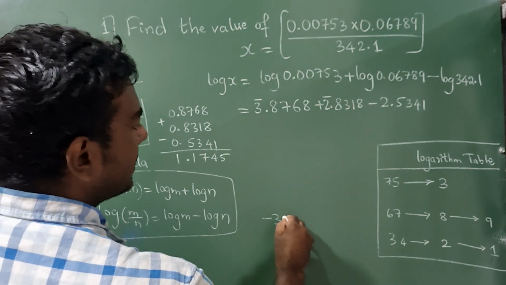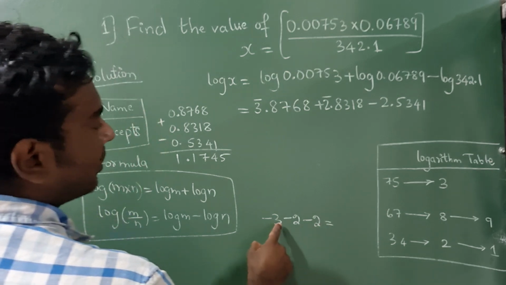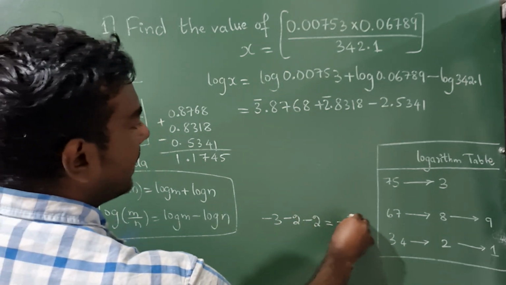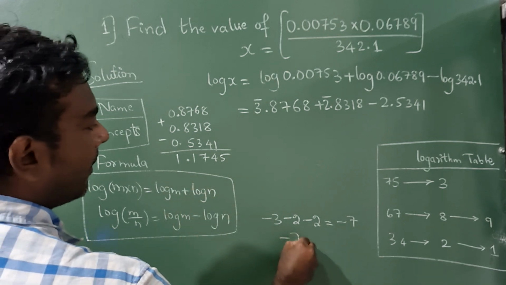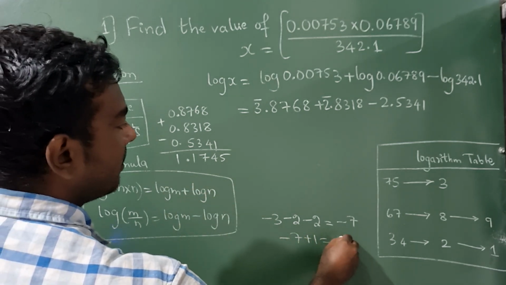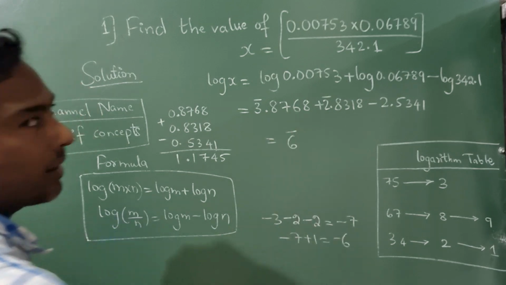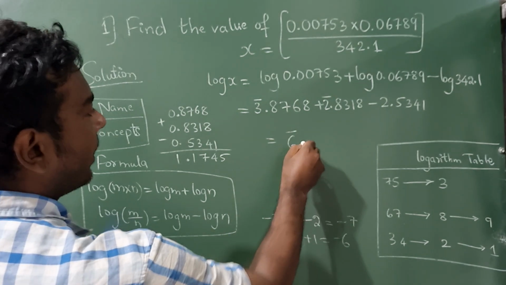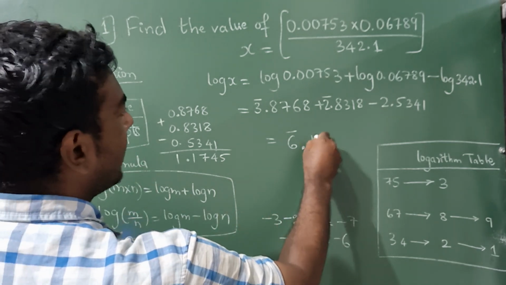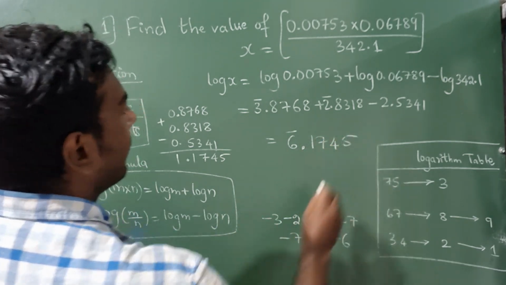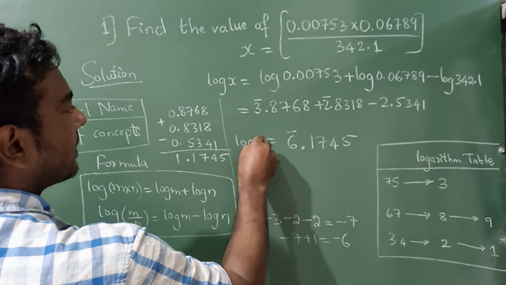Now next, 3 bar means it is minus 3. 2 bar means it is minus 2. And here also it is minus 2. So 3, 4, 5, 6, 7. Minus 7. Here minus 7 and here plus 1. Minus 7 plus 1 is minus 6. Minus 6 is written as 6 bar. Okay. Point. Then simply write this number after the decimal place, that is 1745. Now this was your log x.